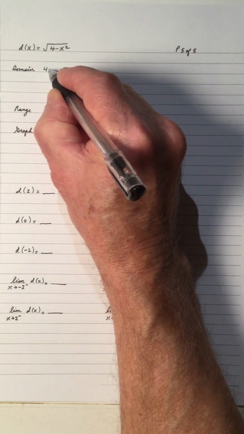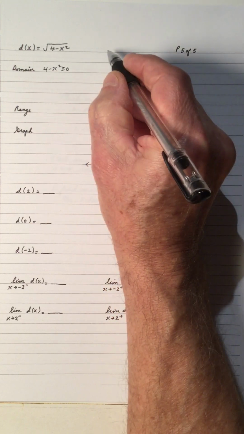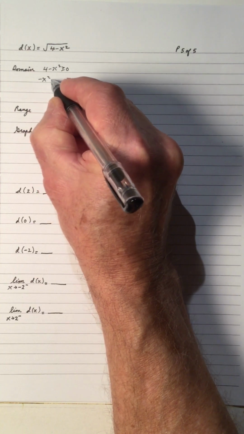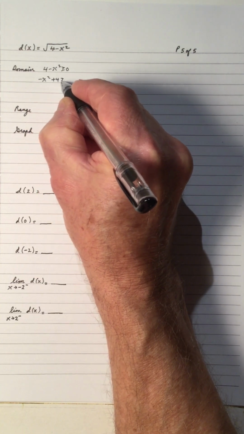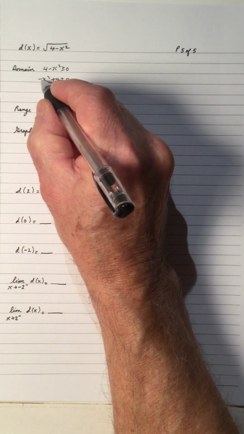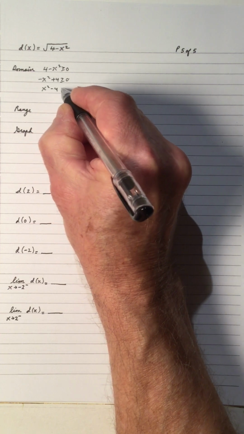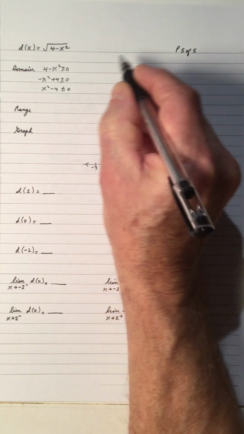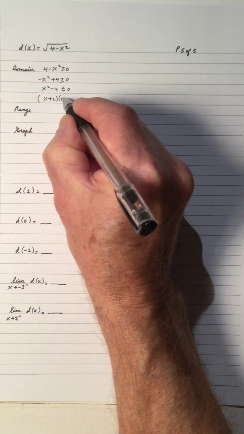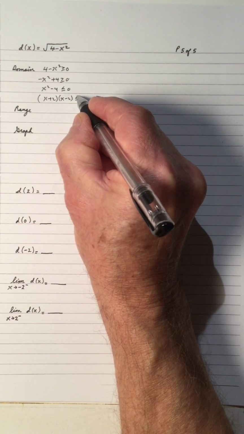That means 4 minus x squared is greater than or equal to 0. And let's switch this around. Negative x squared plus 4 is greater than or equal to 0. And that means if we multiply by a negative number, x squared minus 4 is less than or equal to 0. And this is factorable into x plus 2, x minus 2 less than or equal to 0.